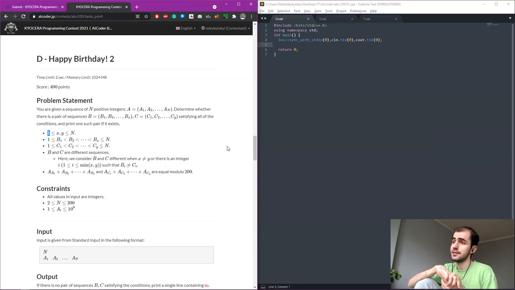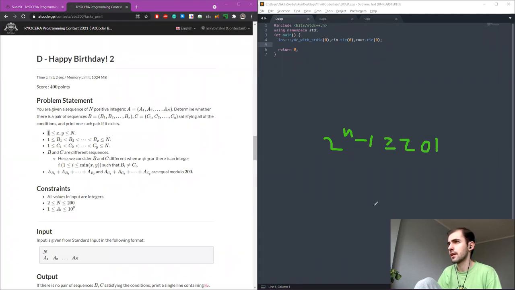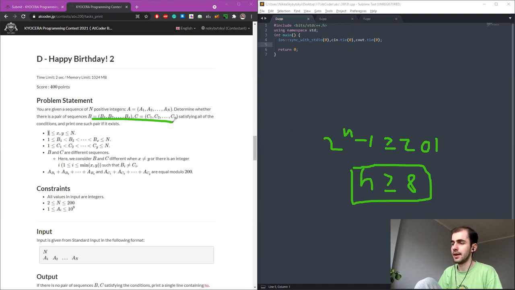But it also tells us that this inequality, let me just write it in case. So we want this, right? This is basically equivalent to n being at least 8 if n is a positive integer. So we don't need anything apart from the first 8 elements to find such b and c. If n is smaller than 8, then we don't know. We have to check explicitly.